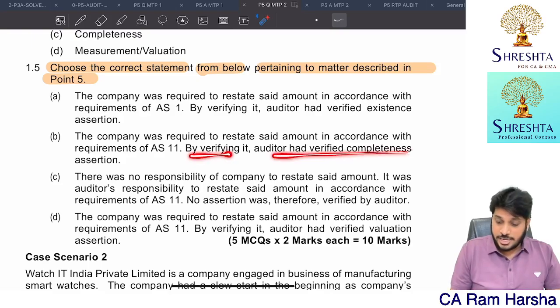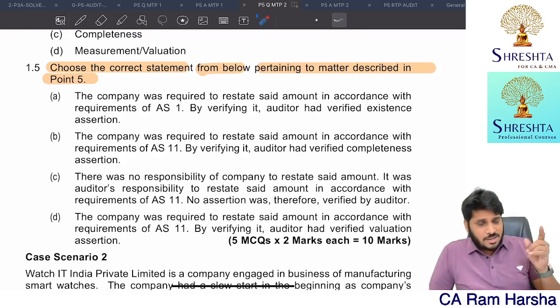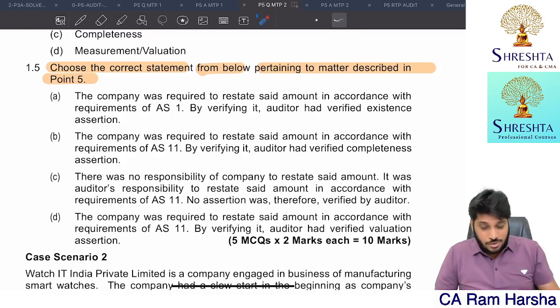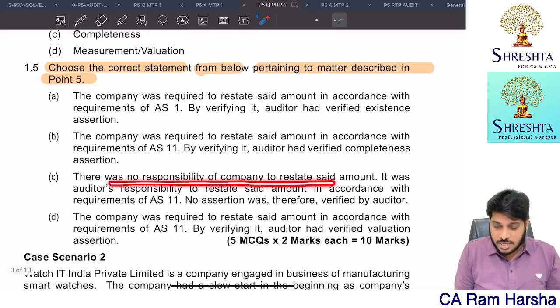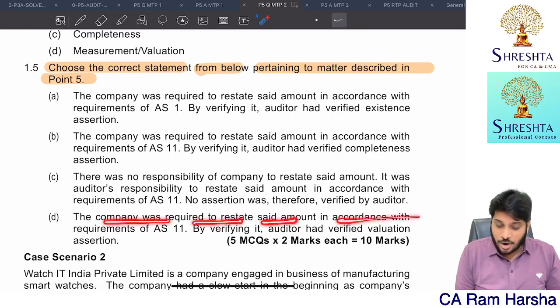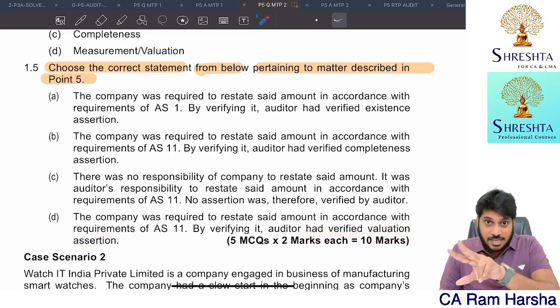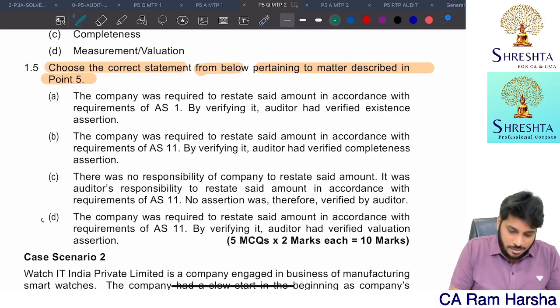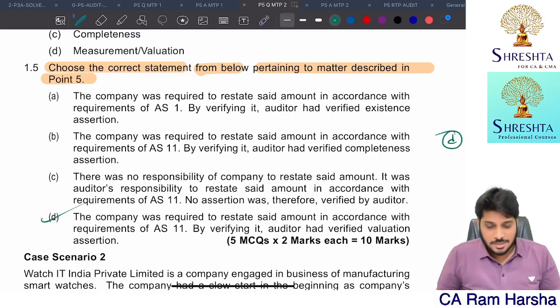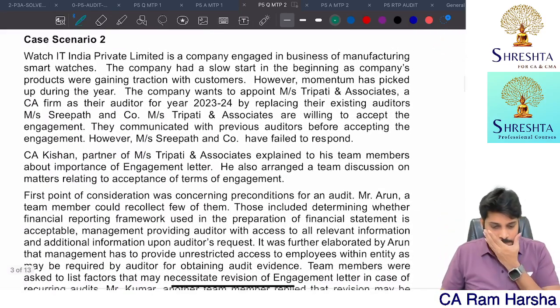By verifying it, the auditor has verified completeness. No, not completeness. Whether the company has converted foreign currency into Indian currency at closing rate, we verified the valuation part. There was no responsibility for the company to restate. That's wrong. The company was required to restate the said amount in accordance with AS11, which is correct. By verifying it, the auditor has verified valuation assertion. Whether the closing valuation of foreign currency is correct or not is what we verified. So D. So easy. Then case number 2.